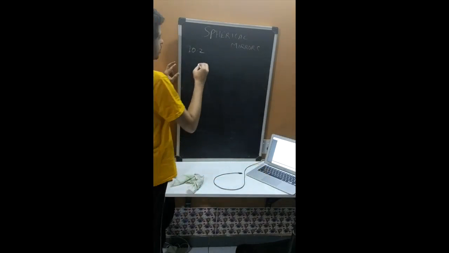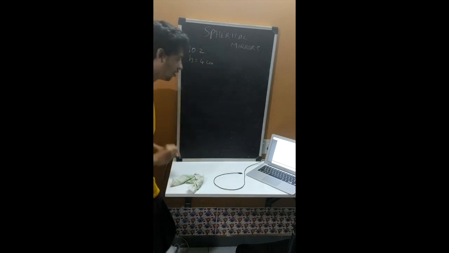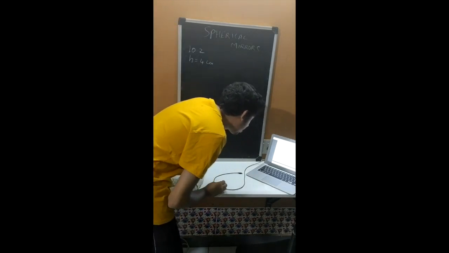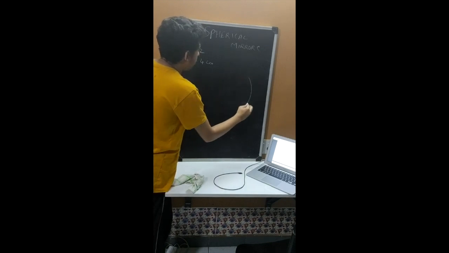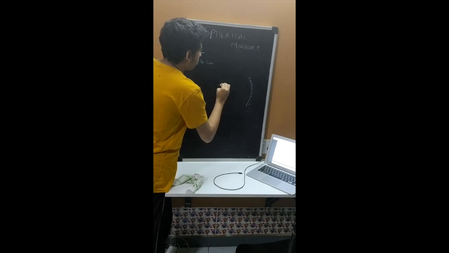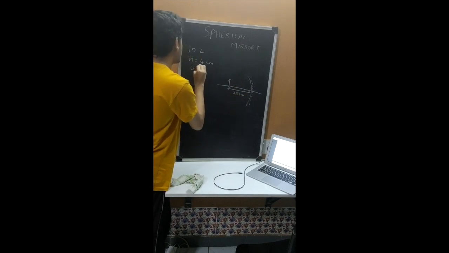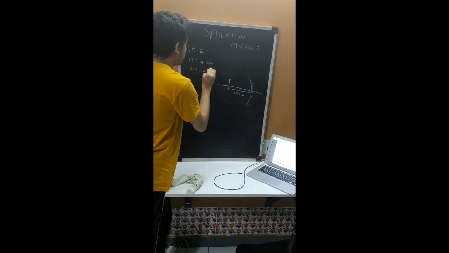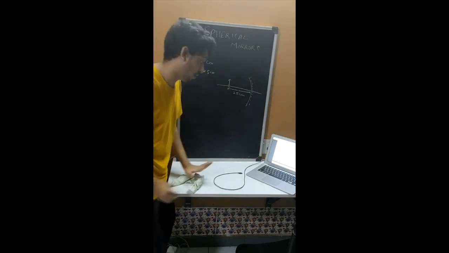Object 4 cm in size. So object size is 4 cm, 25 cm in front of a concave mirror. The mirror is always towards the right. So u is minus 25 cm, because the object is always towards the left of the mirror.